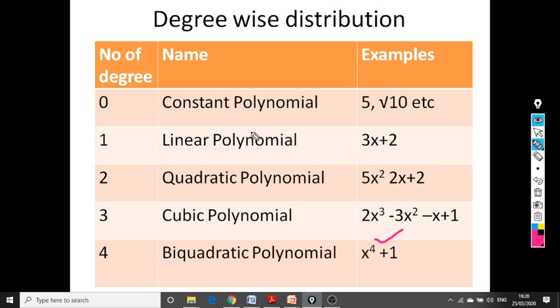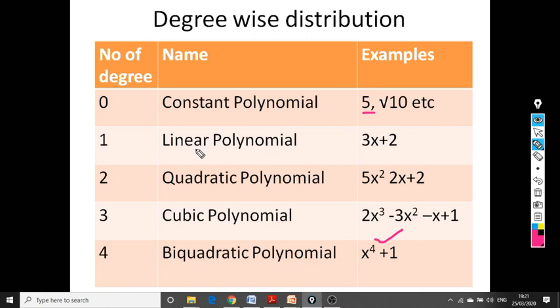If a polynomial contains 0 degree, it is known as a constant polynomial. As in this case, 5 is an example of a constant polynomial because the degree of x is 0, and you know that the basic law of exponent says that x to the power 0 is always equal to 1, as x is not equal to 0. Root 10, this is again a constant polynomial.